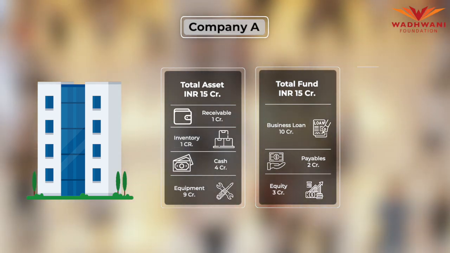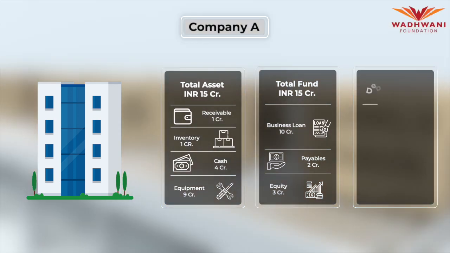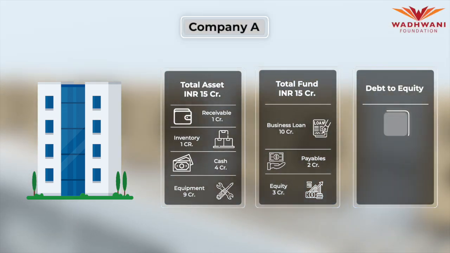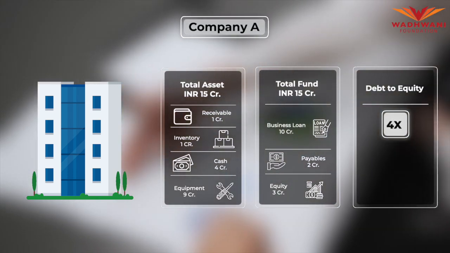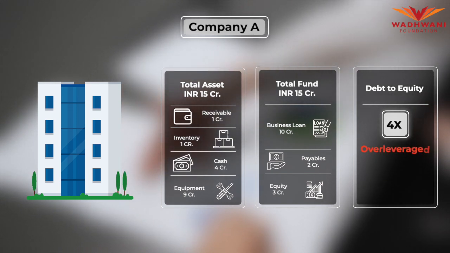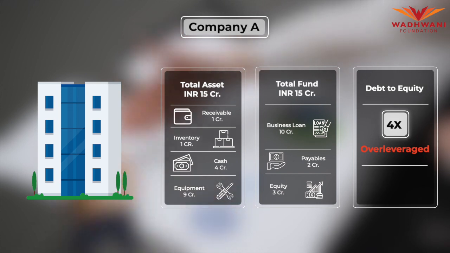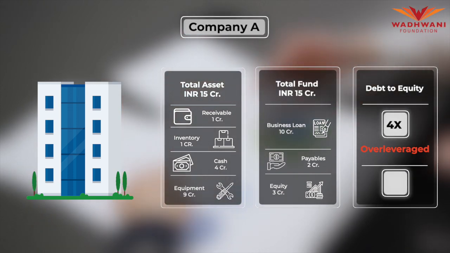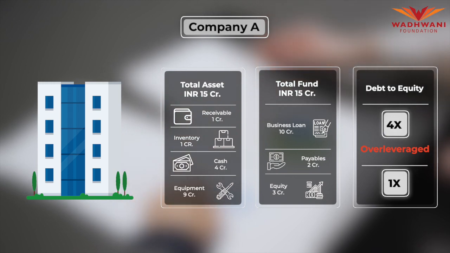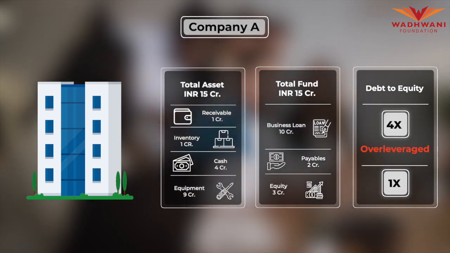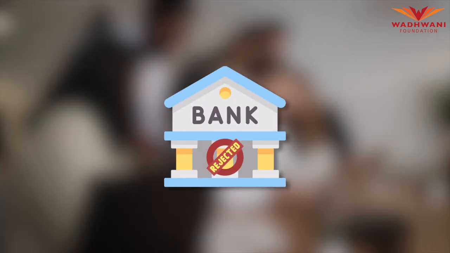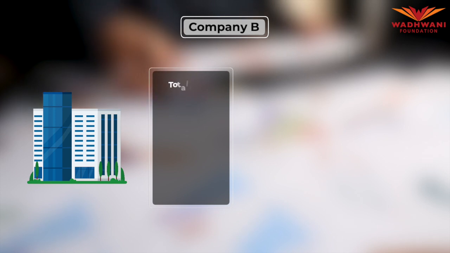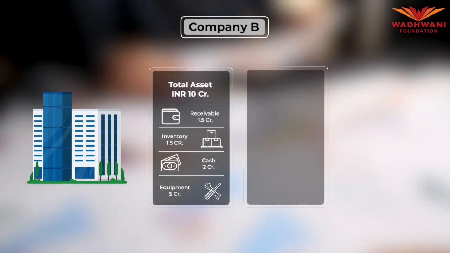Now, if you see how he is bringing this fund, he is putting just 3 crore out of 15 crore of his own, whereas almost 12 crore is coming from someone else, which means he is over leveraged. He doesn't have enough skin in the game, and even if he defaults, he has only 3 crore to lose, whereas the others have 12 crore to lose. So this particular company is considered over leveraged, and when they go to the bank, his application will get rejected.